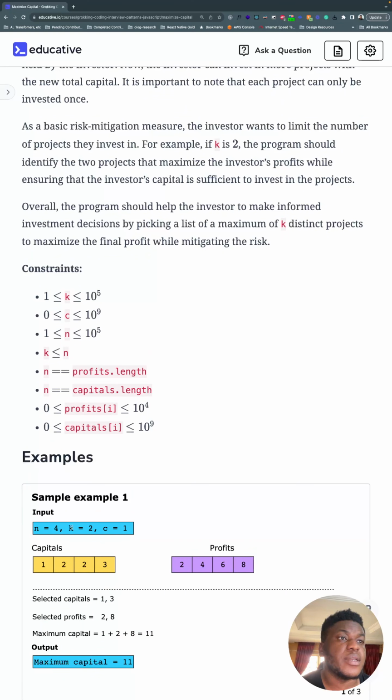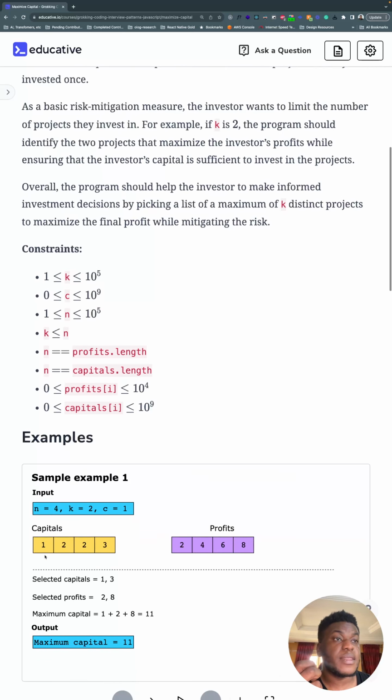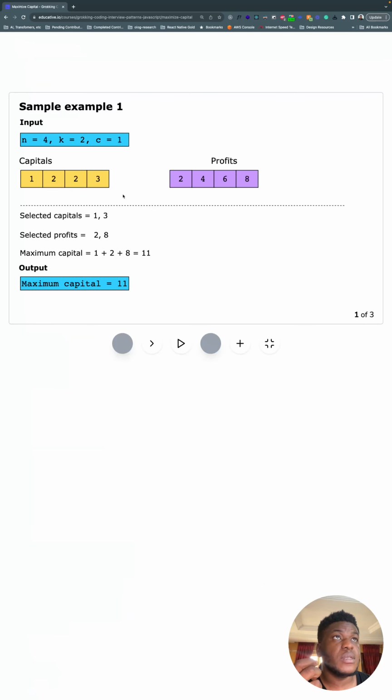So we have K. An investor can pick K things to invest in, and he has his initial capital of C. We're also given an array of capitals and the profits. So this is a business. The first thing here represents a business he can invest in and the profit that it corresponds to. So if you invest in this business that requires 1 unit of capital, he gets 2 units of profit out of it. Same thing here. This requires 2, he gets 4. So our job is to maximize the capital based on an initial amount of capital.